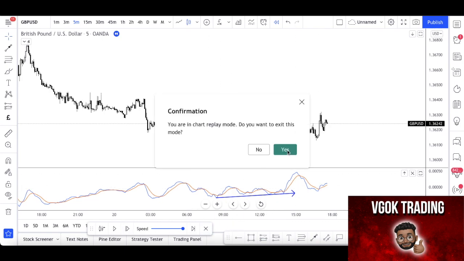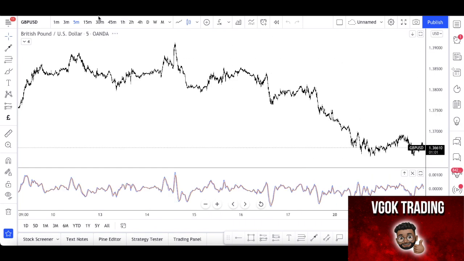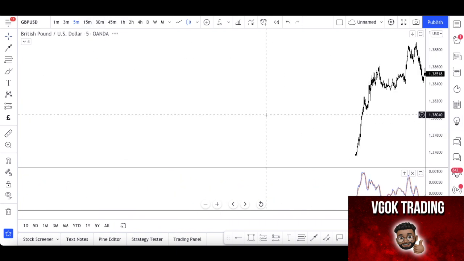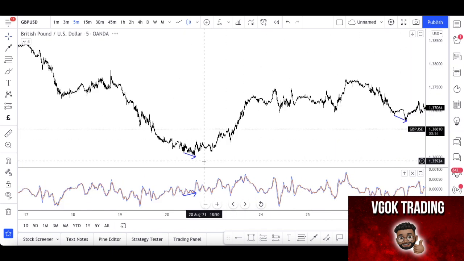So as we get out of replay mode, we can see obviously where we saw that first incident of convergence, which I believe was in here.